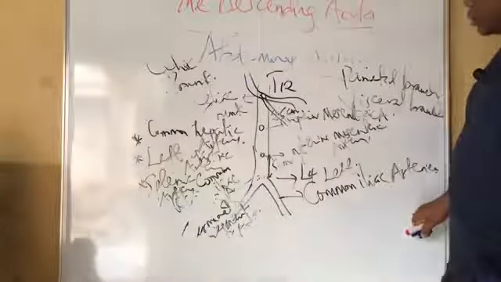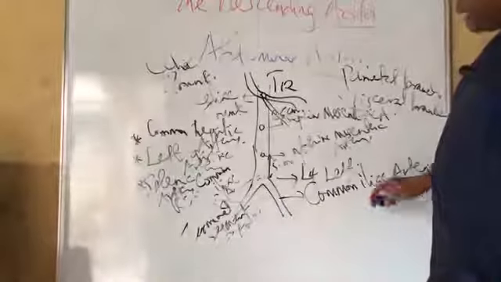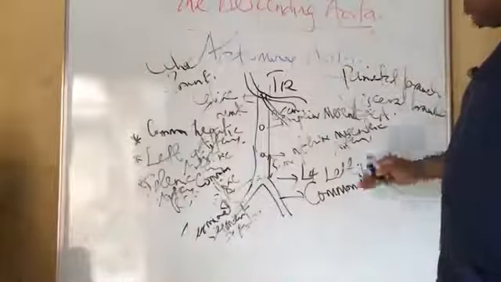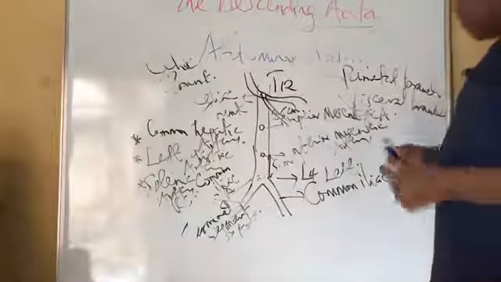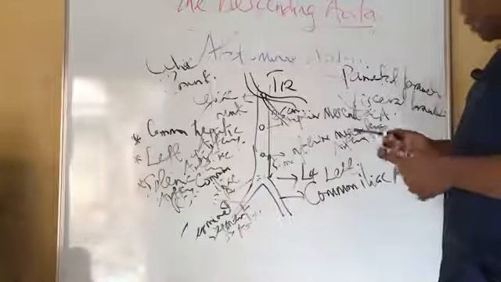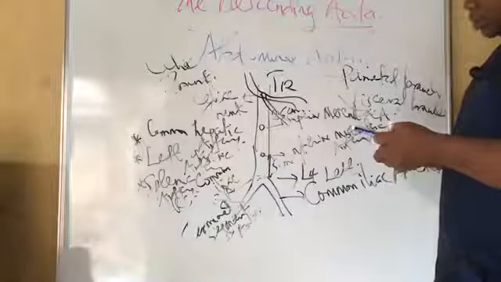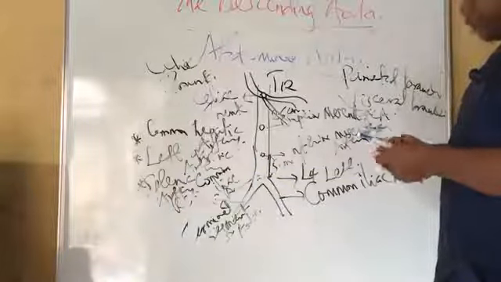So now we'll look at the unpaired branches of the abdominal aorta. They are 5 in number.